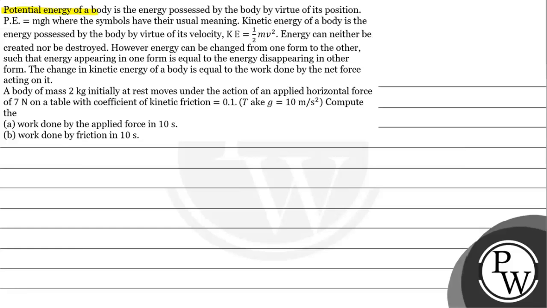The question says: potential energy of a body is the energy possessed by a body by virtue of its motion. Potential energy is equal to mgh, where the symbols have the usual meanings. Kinetic energy of the body is the energy possessed by the body by virtue of its velocity. The kinetic energy formula is given as half mv square.